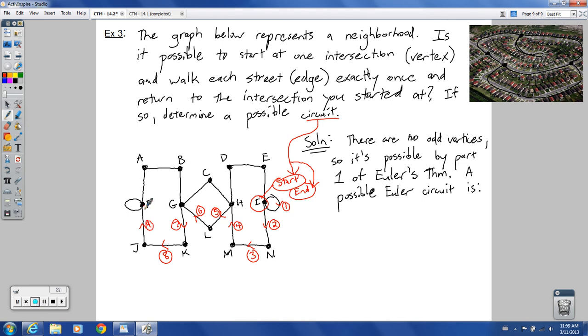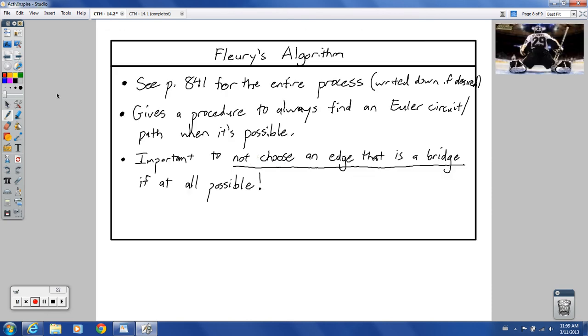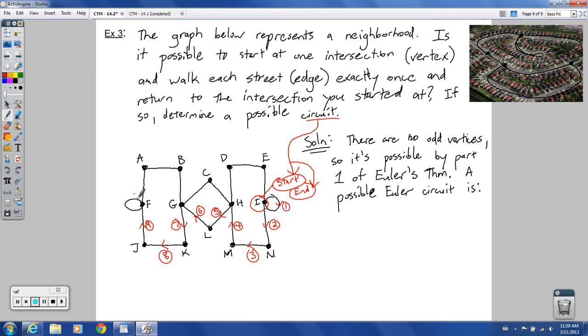There are other ways we could draw this Euler circuit. I could start it at any vertex, but going back to what I had said back here, if you have something that is a bridge, you're not going to choose that edge if at all possible. So right here, I have a choice to make at F. I could either choose to go this way, or I could choose to make the loop. But if I went this way, that would be a bridge connecting this part to this little loop right here. And so if I went this way, I no longer have a circuit because I forgot this part right here. So I have to choose an edge that's not a bridge whenever possible.